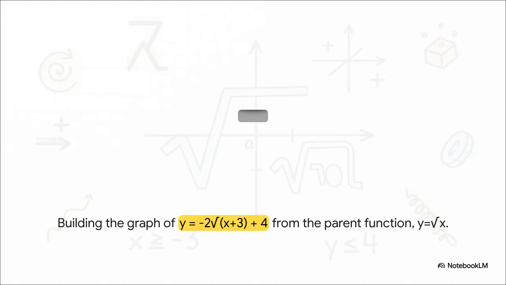Let's see this in action. We start with our parent, the good old square root of x. Now that +3 inside means our h is -3, so we shift left 3 spots. Then that -2 out front is our a. The negative flips us over the x-axis, and the 2 stretches us vertically. Finally, the +4 at the end is our k, and it shifts everything up 4 units. See how all those little instructions build on each other to give us our final graph?